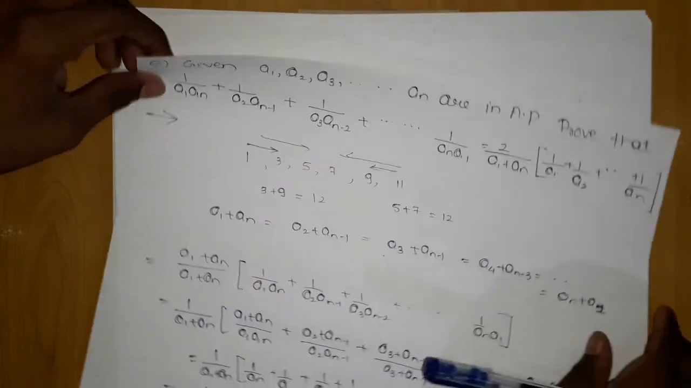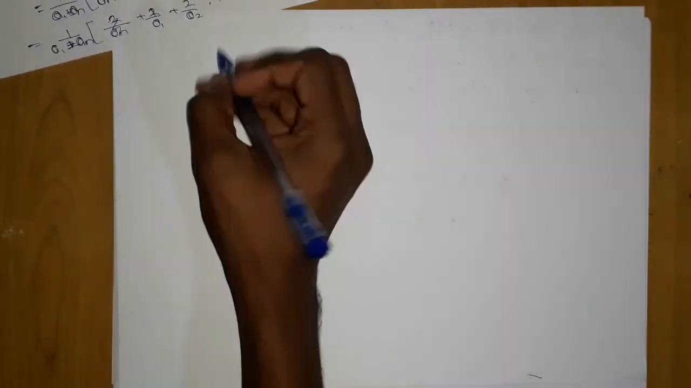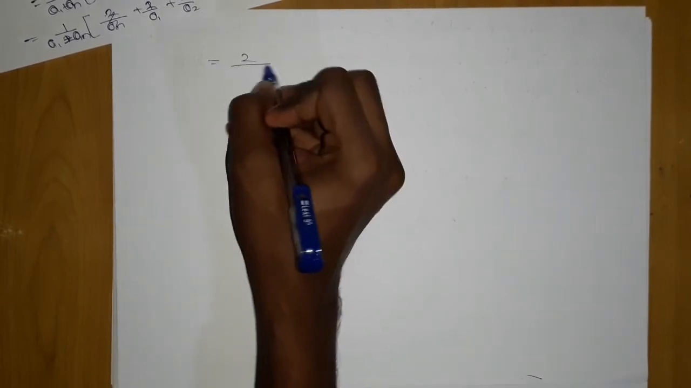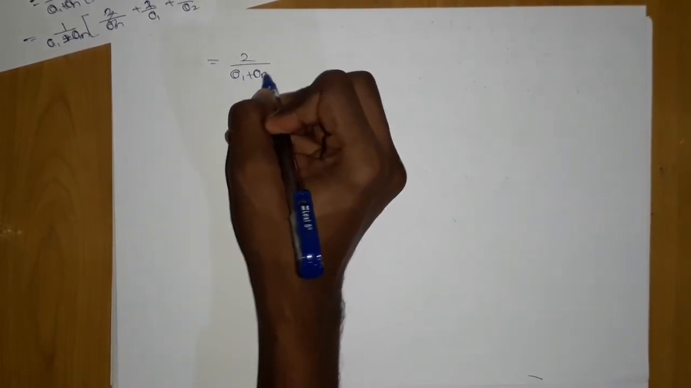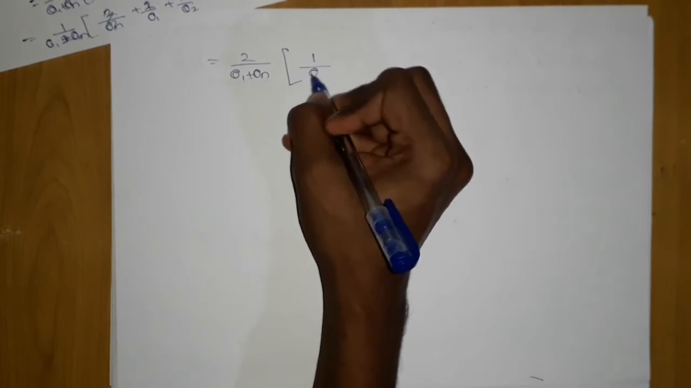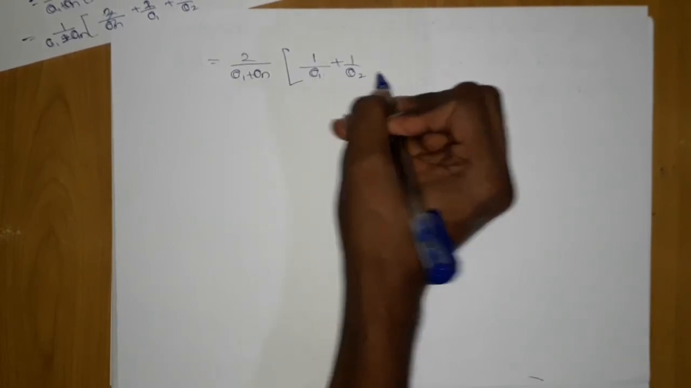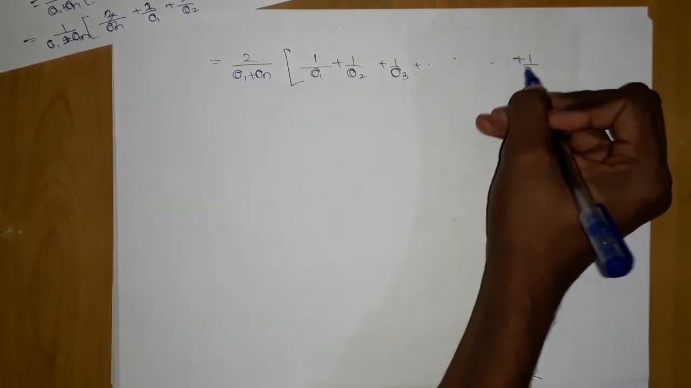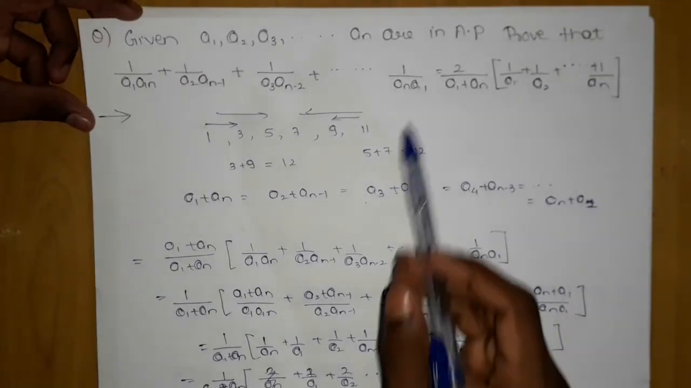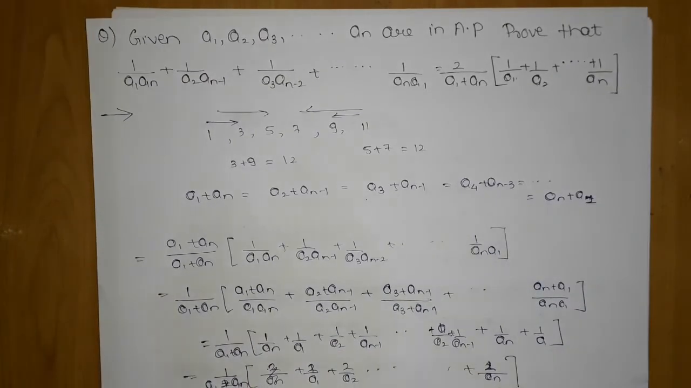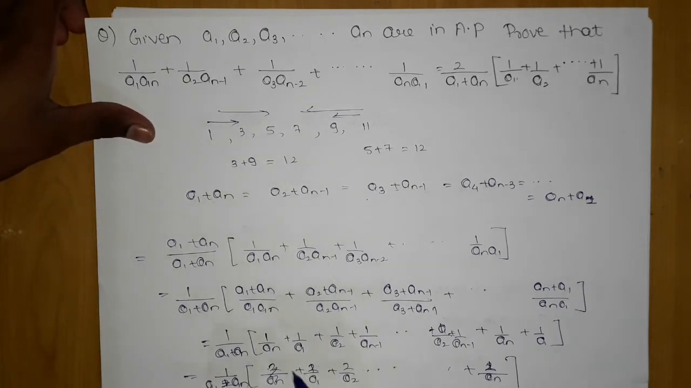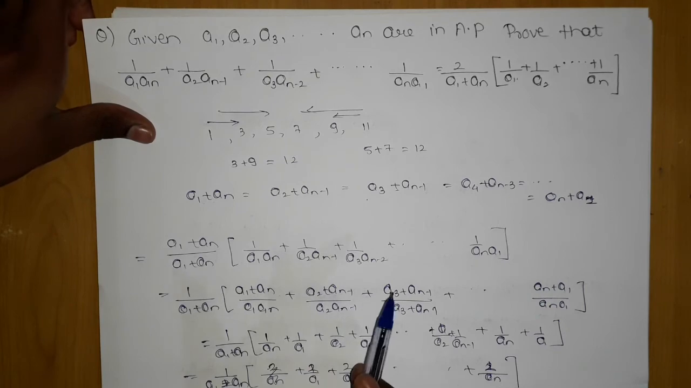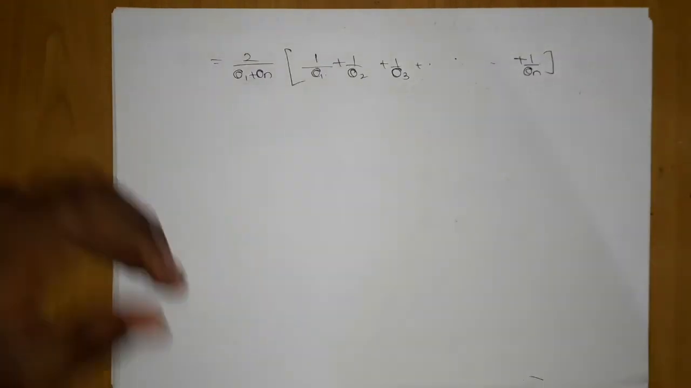Now let me take the next page. If I take 2 common, I have 2 upon a1 plus an into 1 upon a1 plus 1 upon a2 plus 1 upon a3 till 1 upon an. So we have proved this. The basic main idea was that the sums of the terms taken from both extremes are always equal. That was the main point, and you can use that to get this proof. So we have done this proof.